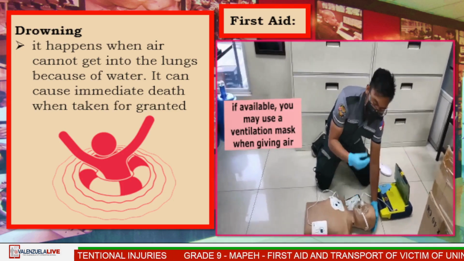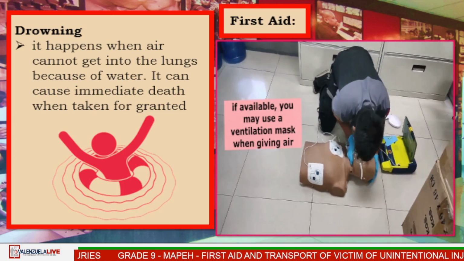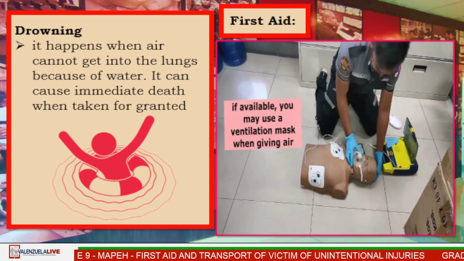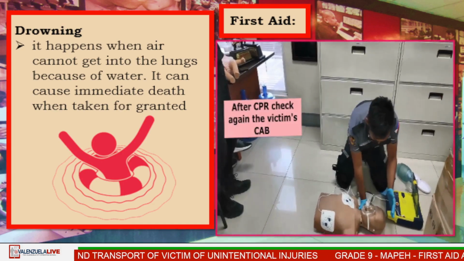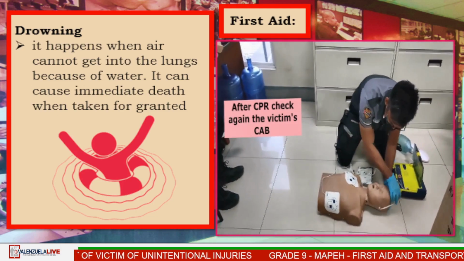Once CPR is done, check again the victim's CAB to confirm if breathing and pulse are present again. If the victim's breathing and pulse return, put the victim in the recovery position.